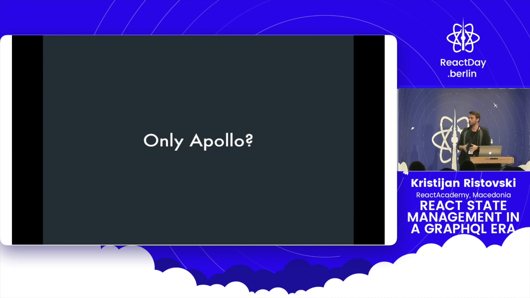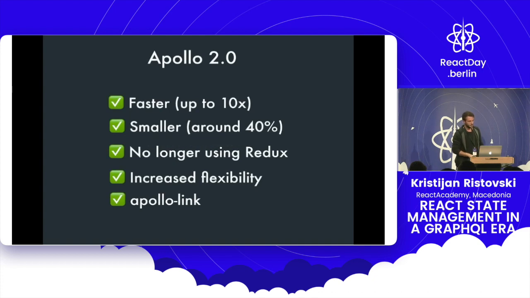Or can we use only Apollo? Is it possible to use only Apollo for state management, for data fetching, for everything? They introduced Apollo 2.0, which is faster, up to 10 times. It's smaller. It's no longer using Redux under the hood. And it has increased flexibility.